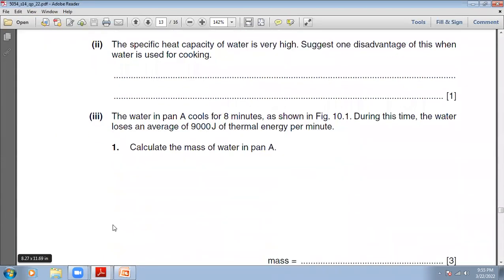And he says the specific heat capacity of water is very high. So state one disadvantage of this when water is used for cooking. If the water has a higher specific heat capacity, it will take more energy to raise its temperature. If you want to boil the water, it will take more energy. So especially for cooking purposes, more time will be taken to raise the temperature of water so the cooking can be done.